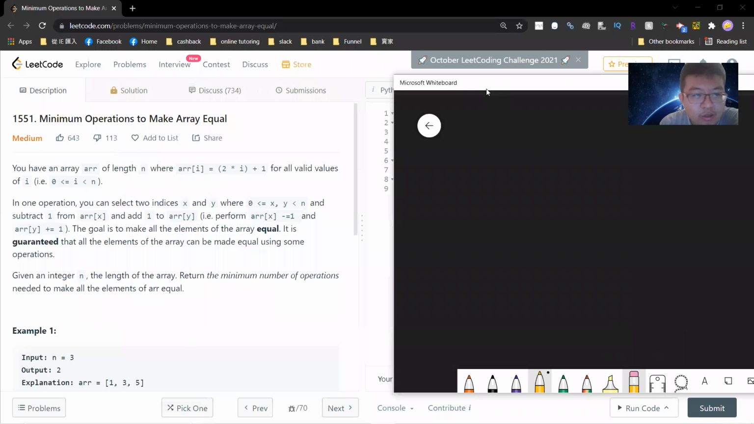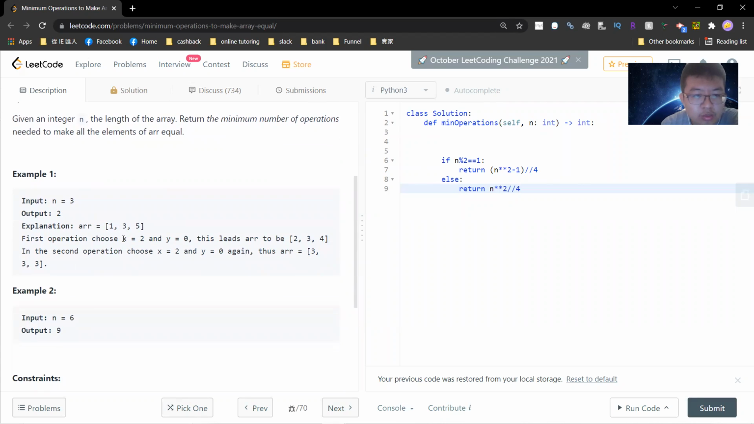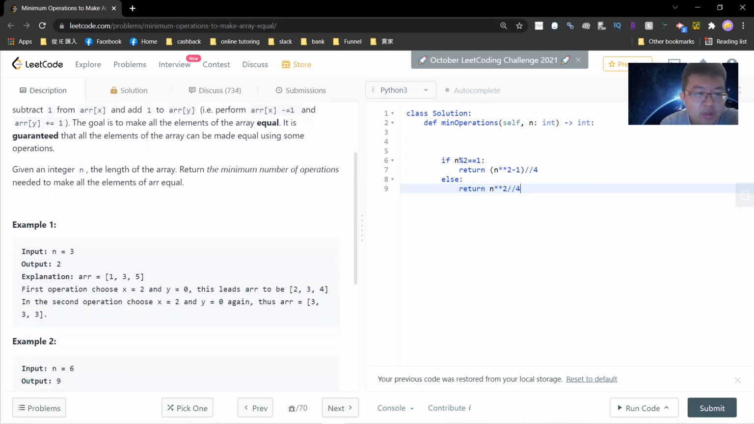You have an array of length n, with array[i] equals 2i plus 1 for i from 0 to n. Each time you can select two indices, subtract one from one and add one to the other. You need to make all the elements in the array equal. For n equals 3, the answer is 2. The reason is that you choose 5, subtract 2 from it and add 2 to 1, so it becomes 3, 3, 3.